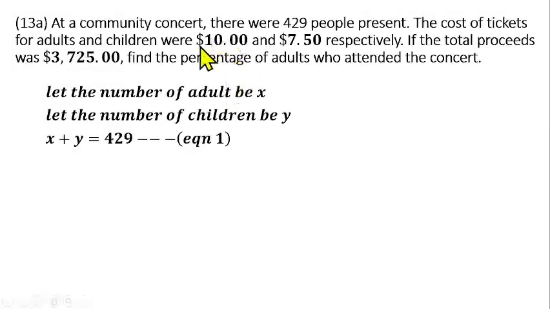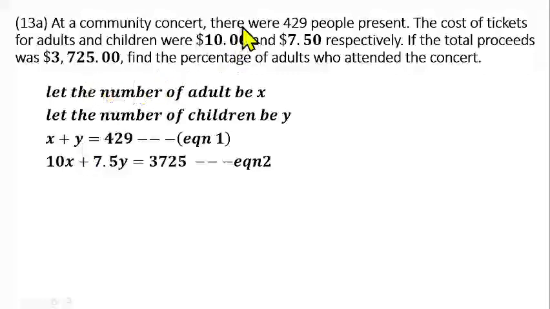Then also, this is the price for the tickets of adults, and this is the price for the tickets for children. So if you multiply this by the number of adults, and this one by the number of children, that should give us the total amount gotten. So we'll have x times $10 plus y times $7.50 equals 3,725, and that gives us equation 2. Now you can solve equation 1 and equation 2 simultaneously.